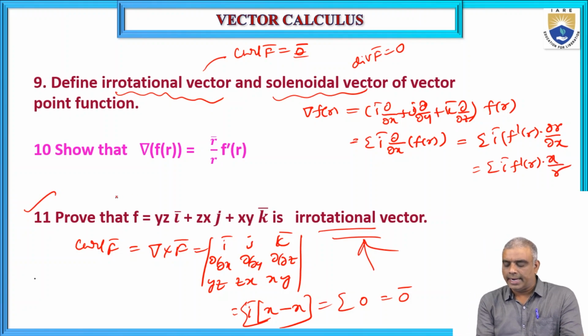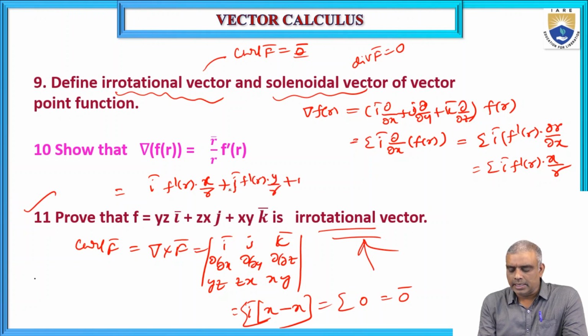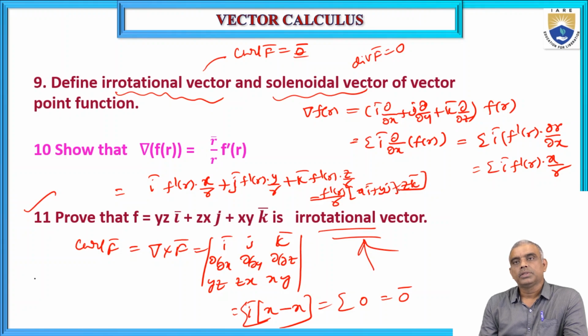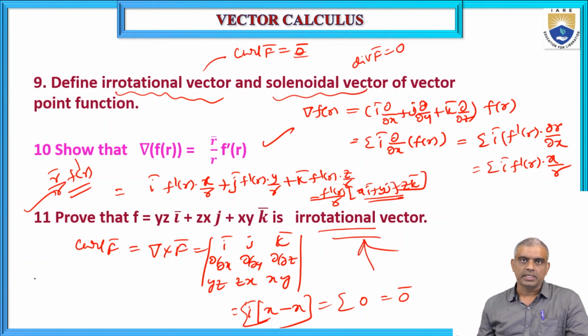So on expanding, what will we get? Summation i bar into f dash of r into x by r, plus j bar into f dash of r into y by r, plus k bar into f dash of r into z by r. So what is the common term? F dash of r by r is common, in the bracket x i bar plus y j bar plus z k bar. But what is x i bar plus y j bar plus z k bar? That is r bar. So r bar by r into f dash of r is the required result on the right hand side.